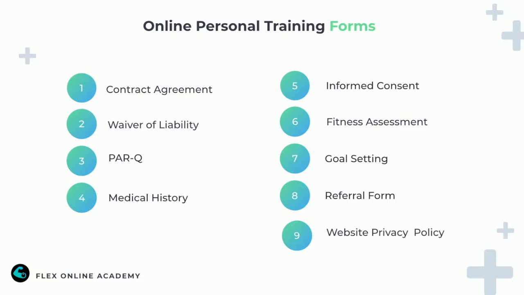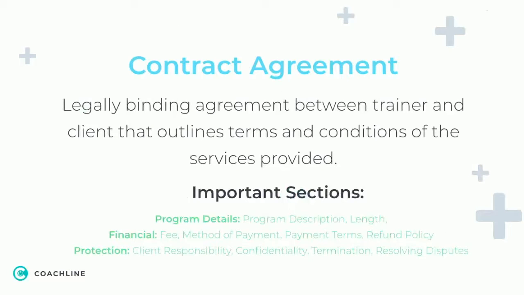So I'm going to take you through each of the forms. The first one is going to be the contract agreement. For me, these are in order of priority, just my personal preference. These are the forms that you're going to want to give out first, and I feel like this is the very first one. It's a legally binding agreement between the trainer and the client that outlines the terms and conditions of the services provided. Honestly, you should not be collecting any money, or showing them any exercise, or delivering anything until you have a contract agreement in place.